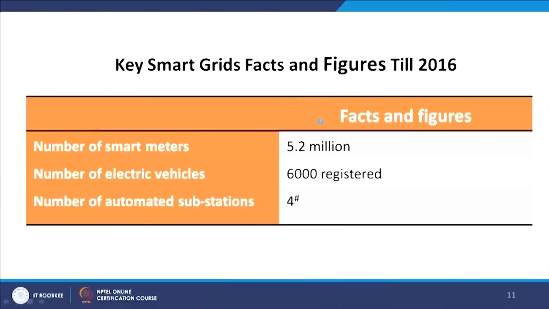Now, key smart grid facts and figures till 2016: the number of smart meters was 5.2 million and the number of electric vehicle registers was close to 6,000. And there are 4 substations which are completely automated, and now many substations are coming up in this direction.